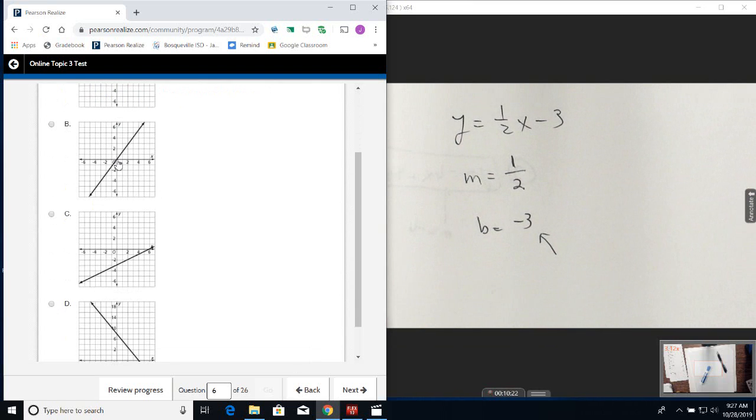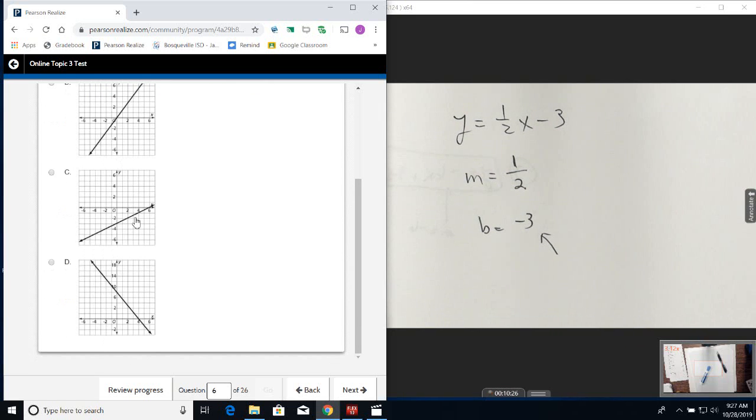So let's look at B. Nope. The y-intercept is 0 here. What's the y-intercept in C? -3. What's the y-intercept in D? Looks like it's 7 or 8 or something. So no, it's got to be C.